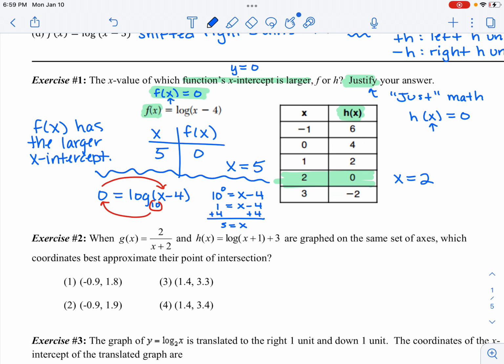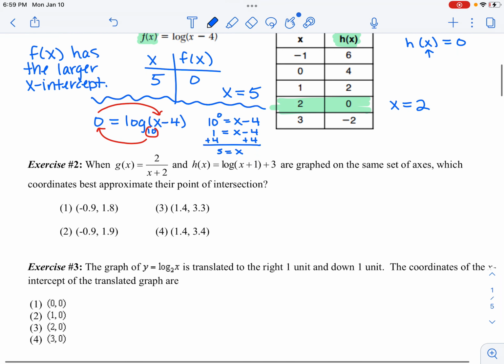Okay, let's take a look at exercise 2. For this one, we are given two functions. One is a rational function, g of x, 2 over x plus 2. The other one is h of x, which is a log function. It says they're both being graphed on the same set of axes. Which coordinates would best approximate their point of intersection?